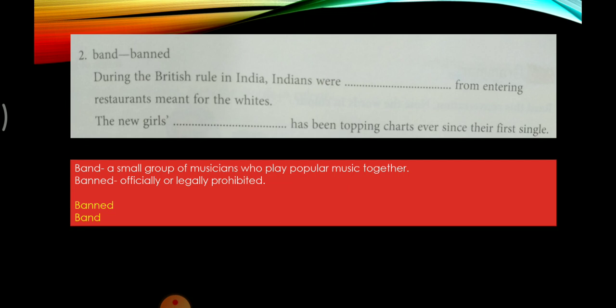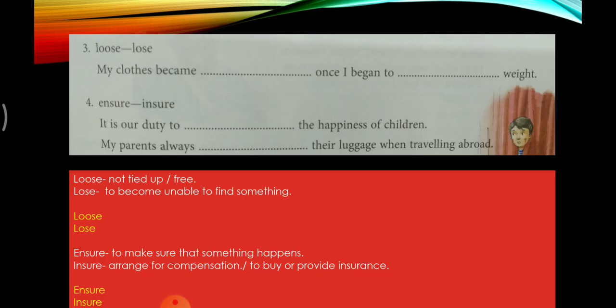Here we are talking about a group of girls who were playing music or might be singing. So, the new girls' band, B-A-N-D, band. Now, next. Loose and lose. L-O-O-S-E, loose, which means not tied up or free, and lose, L-O-S-E, to become unable to find something.